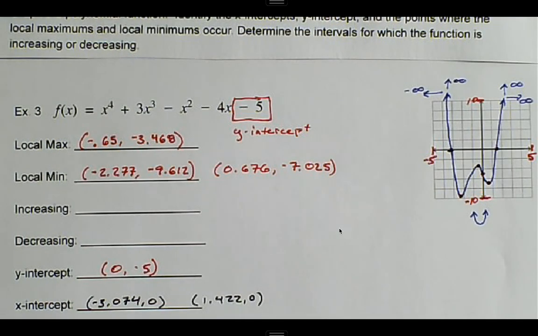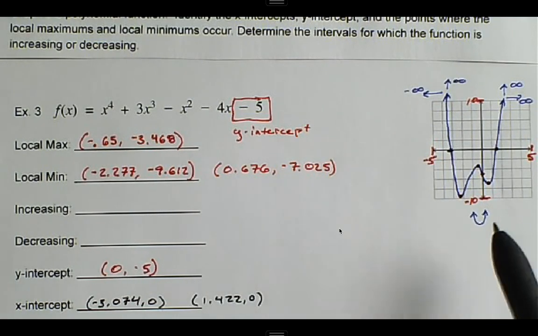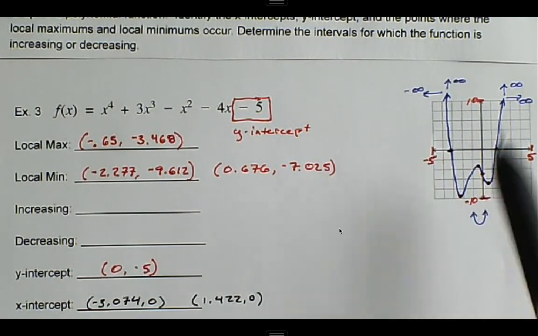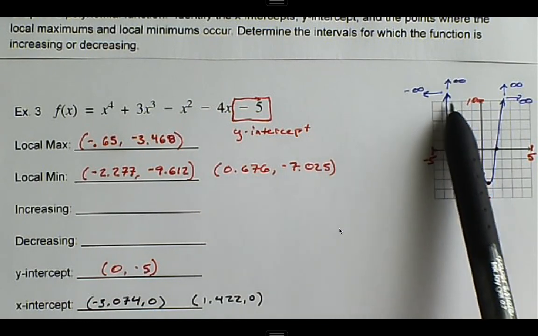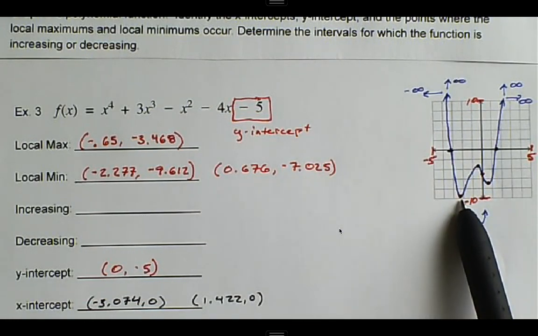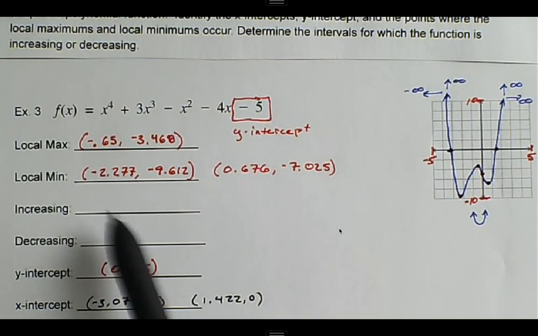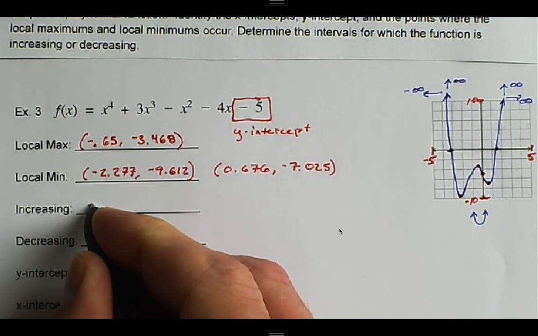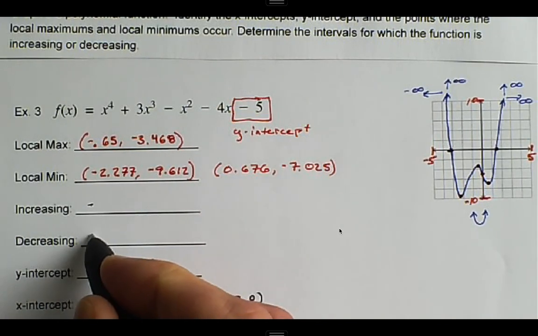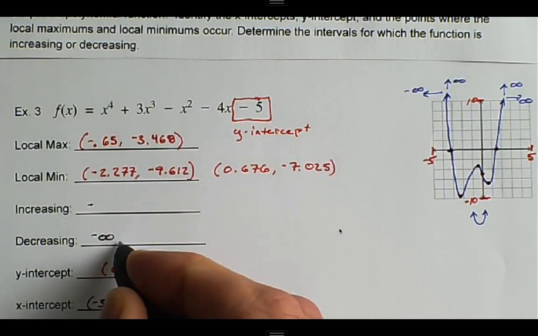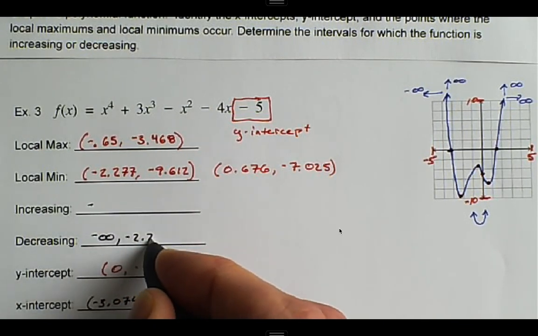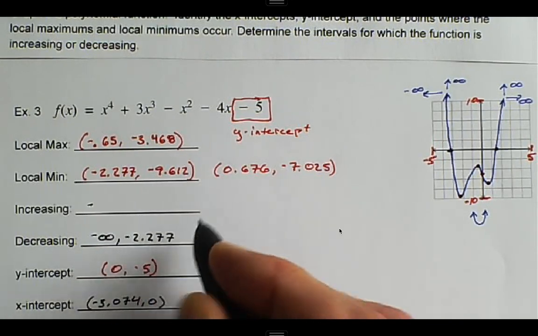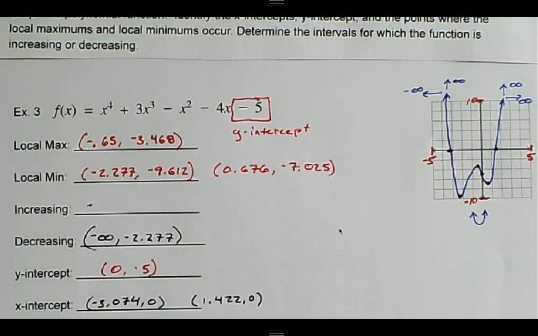So when we're writing our increasing or decreasing, we have 3 turning points that we have to consider. Right away we start out from negative infinity, and we're going to decrease all the way down to negative 2.277. So we start at negative infinity in the x direction. This is decreasing, and we go all the way to negative 2.277. Neither one of these points is included.